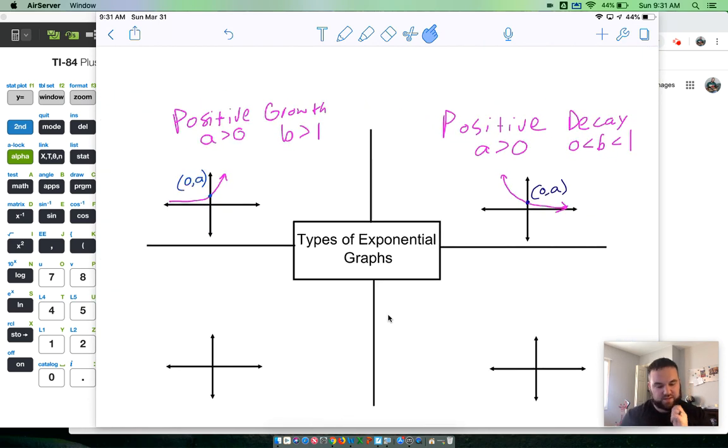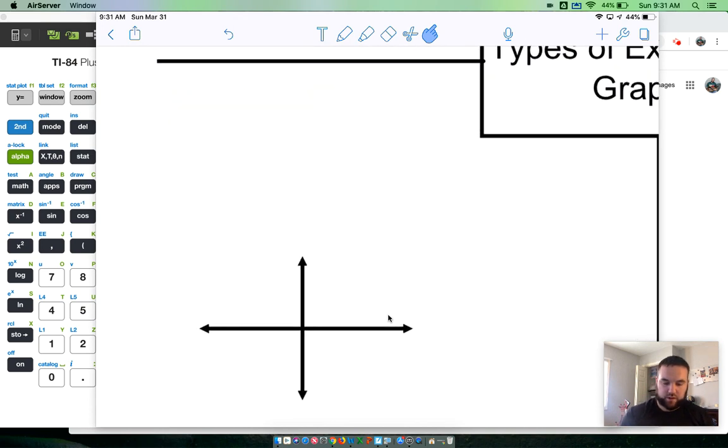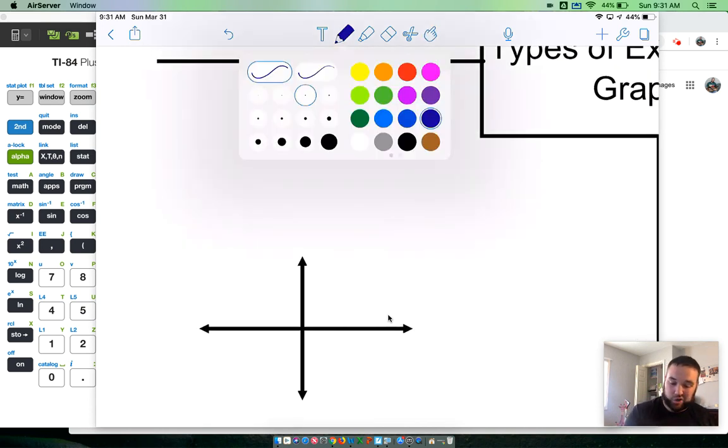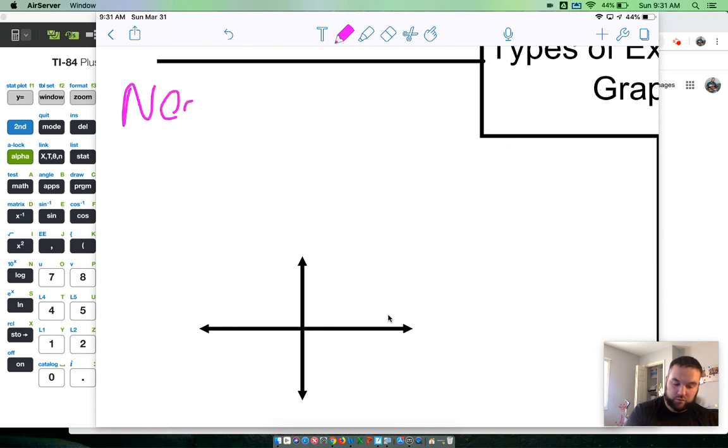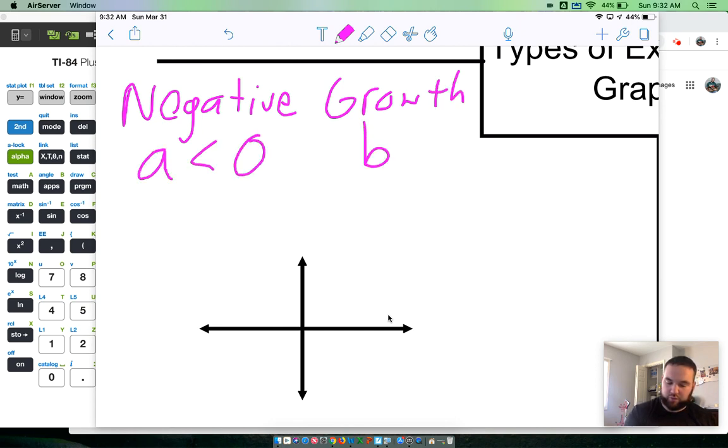Those are the 2 that we've seen so far, but there are also the negative versions of these same things. There is something called negative growth. That's where we start at a negative number, but our growth factor is greater than 1. So that means our numbers are getting more and more negative.